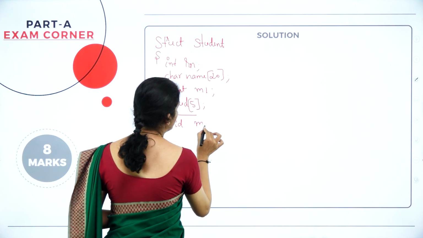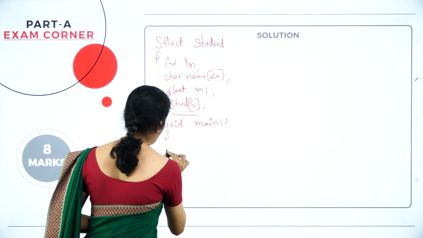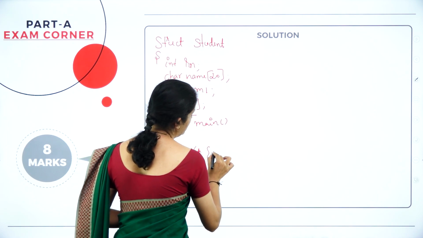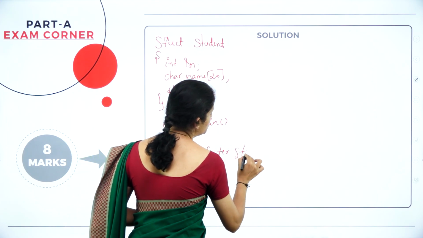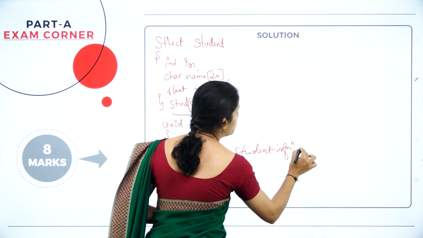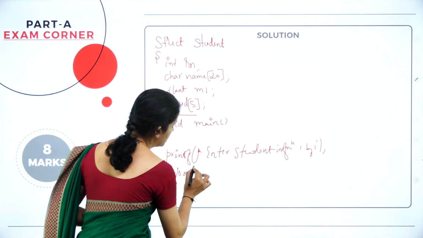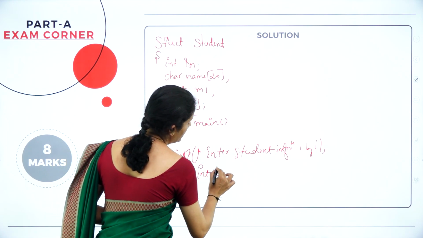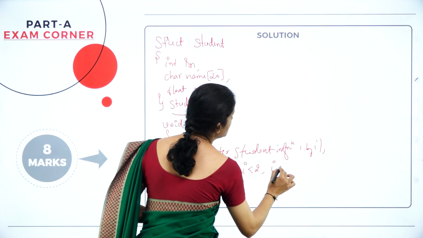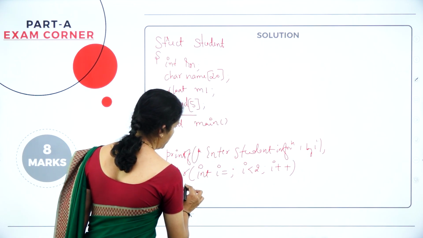void main. I'll start with the printf: "Enter student information one by one". Then I'll write a for loop: int i equal to 0; i less than 2; i plus plus. So what's the meaning? I'm going to read only 2 student information. Okay, fine.